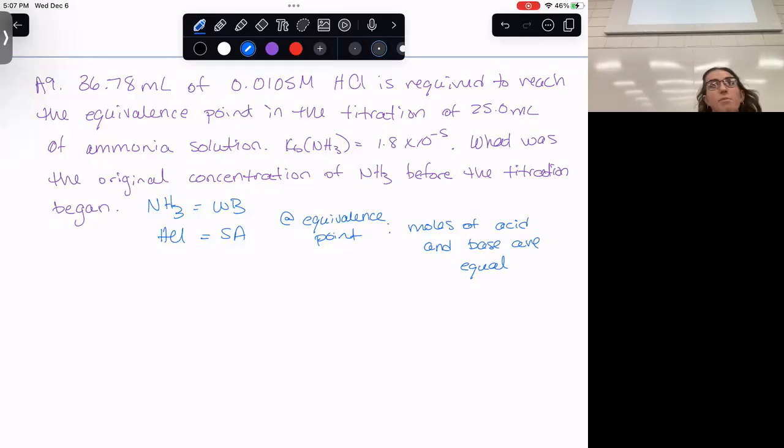I would start by saying, okay, I know that ammonia is a weak base. I know that hydrochloric acid is a strong acid. And I know that at my equivalence point, my moles are equal. The next thing I would do is write out what reaction is actually happening. As a strong acid, your HCl is going to completely dissociate. So HCl turns into H+ and Cl-.